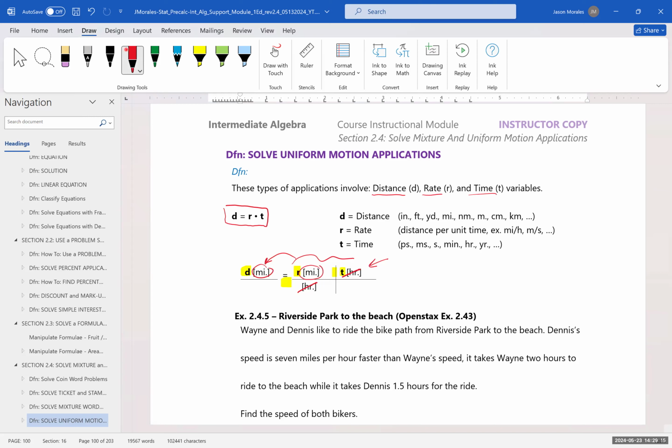This type of thing will also help you a lot in other science classes like chemistry and physics and biology when you have to do certain calculations.